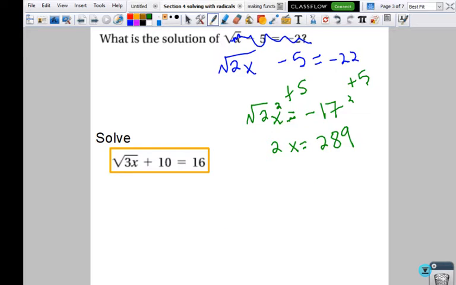And now that I've done this, I'm still not done though. I got rid of my square root, but I still have to go through and solve by dividing by 2. And I'm going to get x equals 289 divided by 2 is... 144.5. Yeah, you're right.